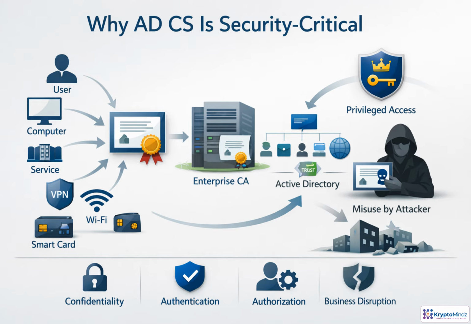ADCS sits on the trust path for almost everything in the domain. If it issues a certificate to a user, computer, service, VPN, Wi-Fi, or smart card, that certificate can act like a reusable password. Because enterprise CAs integrate with Active Directory, a certificate mapped to an admin account effectively becomes a domain-privileged credential. So a single PKI misconfiguration can cascade into broken confidentiality, bypassed authentication, incorrect authorization, and even business outages.